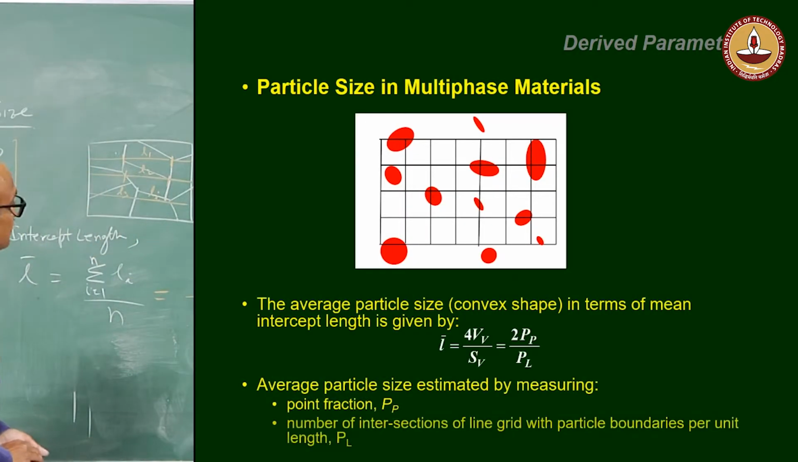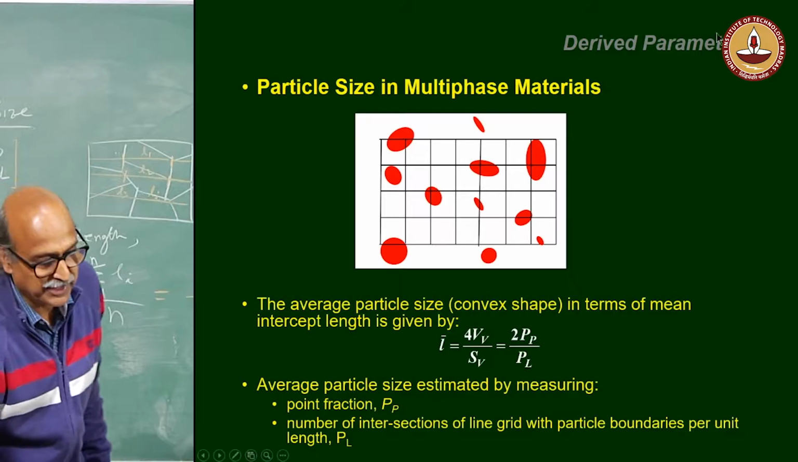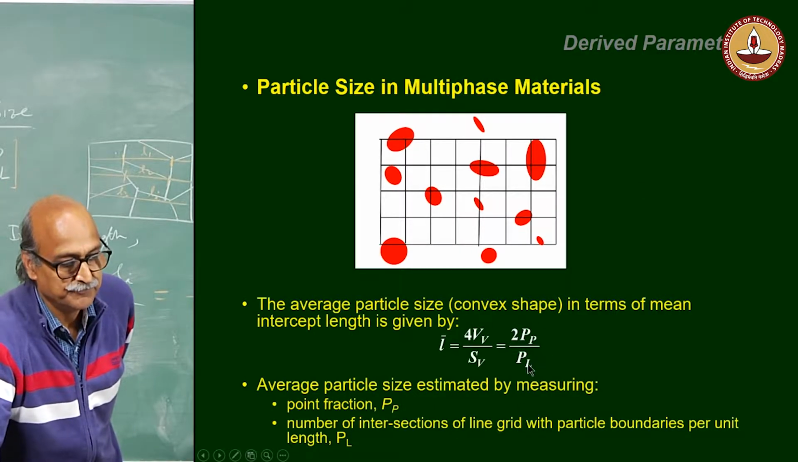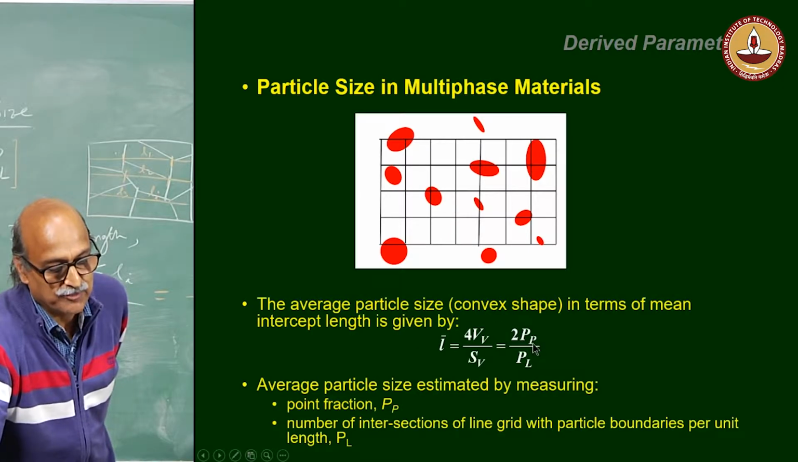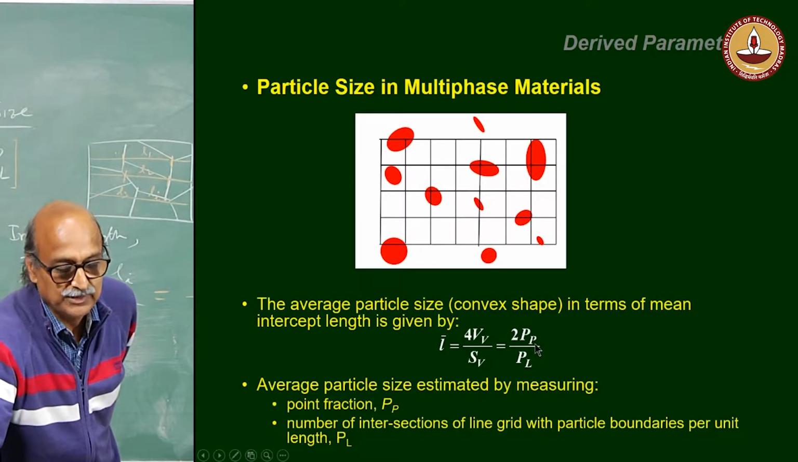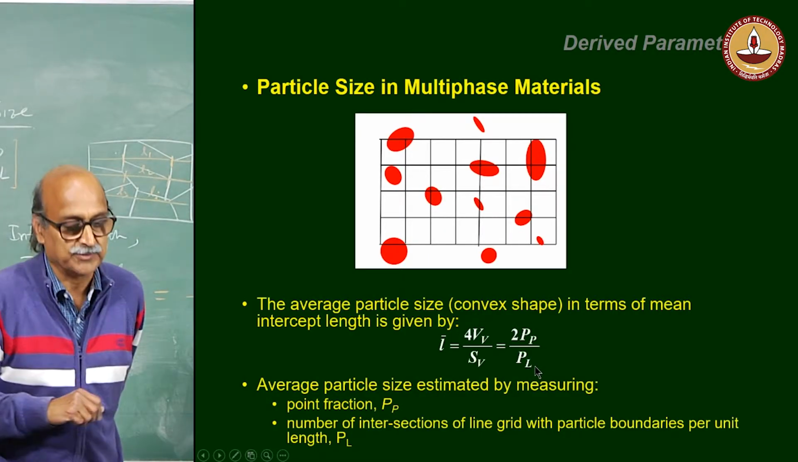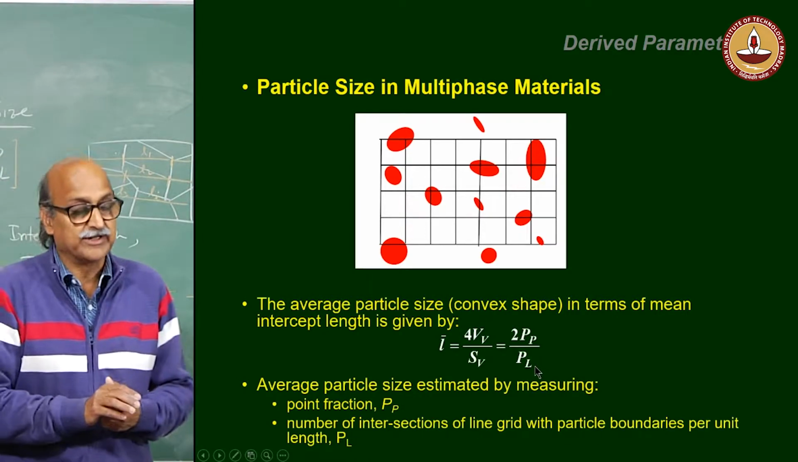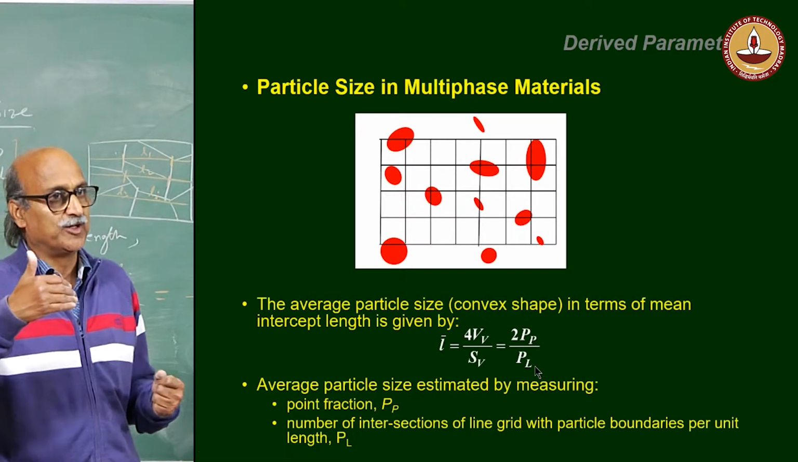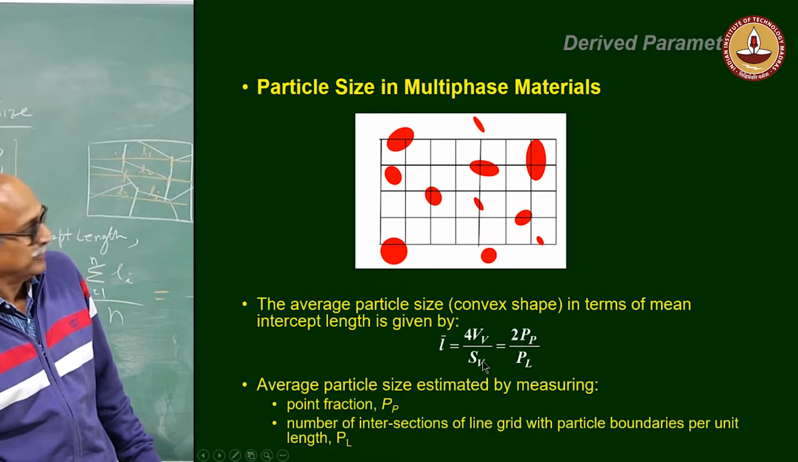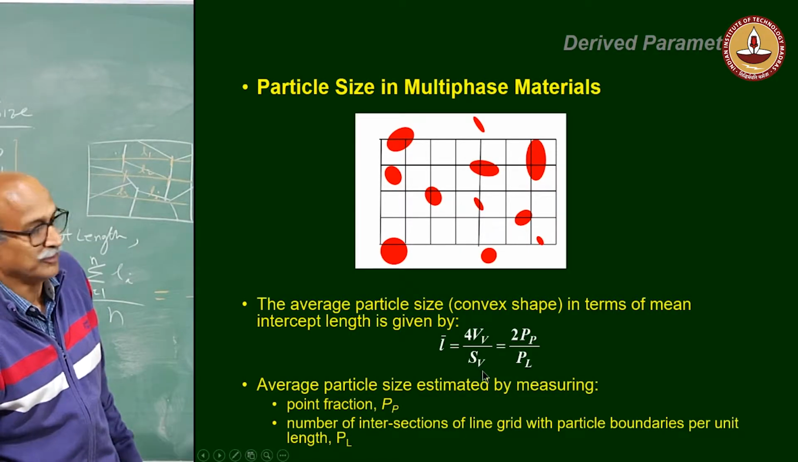So, if I look at this slide here, it is 2 p sub p upon p sub L, which, since point fraction is volume fraction, I can also write in terms of volume fraction. And remember that instead of PL I can write surface area per unit volume divided by 2. So this becomes 4 times volume fraction upon surface area per unit volume.